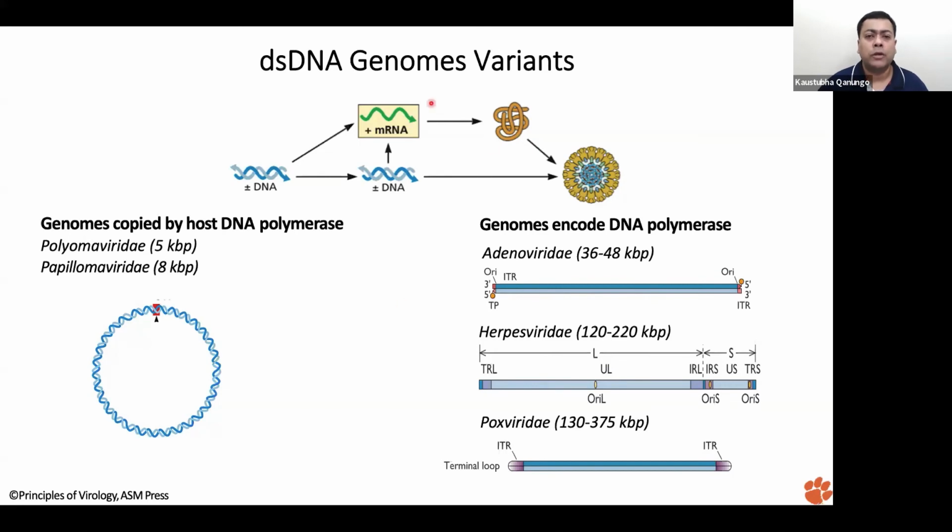I will not go into the scheme because it's self-explanatory in the subsequent slides. But the main thing we are pointing out, the first important thing, is that this DNA right here can be copied by the host DNA polymerase by these viruses like polyoma or papilloma viruses.